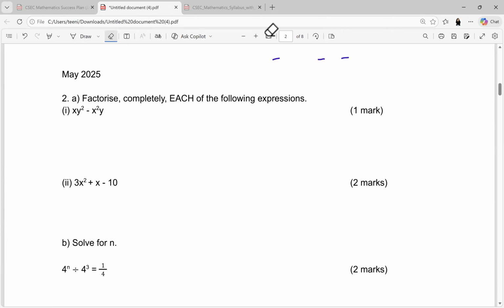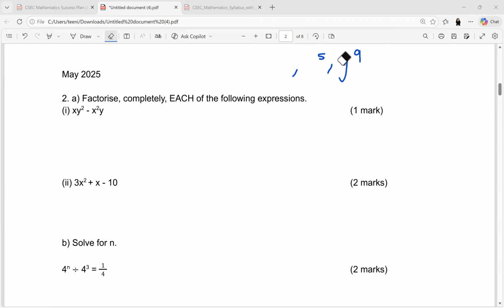So for instance, let's say you had y cubed, y to the power of 5, and y to the power of 9. The highest common factor of these three will be y cubed, right? So that is something to make a note of, something to remember. Whenever you have indices, the highest common factor will be the one that has the lowest power.